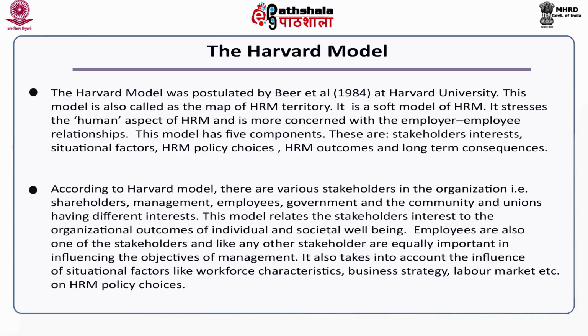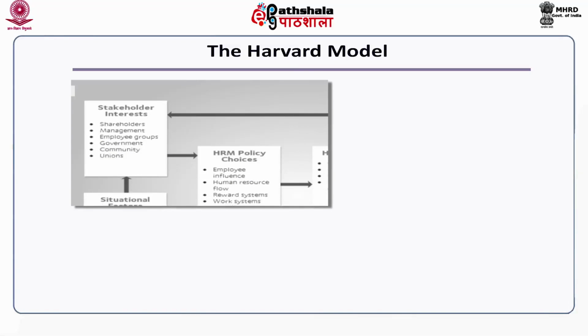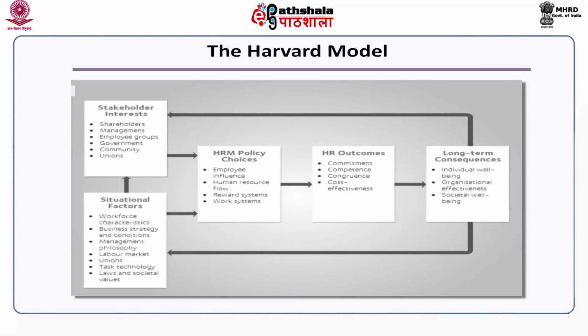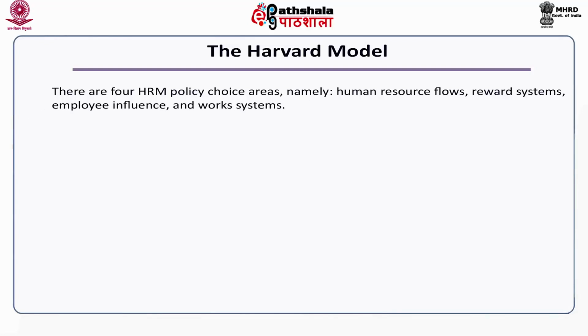on HRM policy choices. The various components of the Harvard model have been presented in this figure. The various components are stakeholder interests, situational factors, HRM policy choices, HR outcomes, and long-term consequences. There are 4 HRM policy choice areas, namely human resource flows, reward systems, employee influence, and work systems.